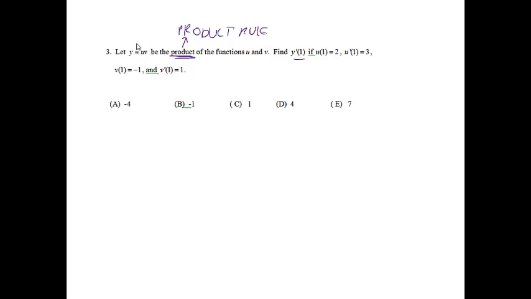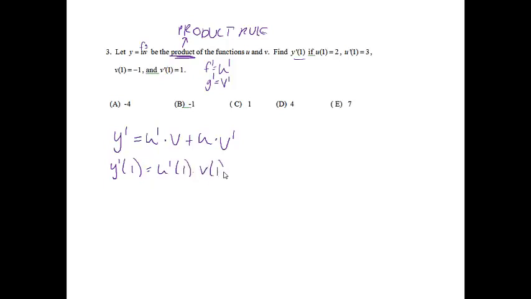So this is very similar to this is f and this is g. So f prime is equal to the derivative of u, which is u prime, and for g, the derivative of v is v prime. So if I use the product rule, I'm going to get y prime equals f prime times g, so we'll get u prime times v plus f times g prime, so u times v prime. And then we want to find y prime of 1, so to get y prime of 1, we'll find u prime of 1 times v of 1 plus u of 1 times v prime of 1. And notice that they gave me all that information.